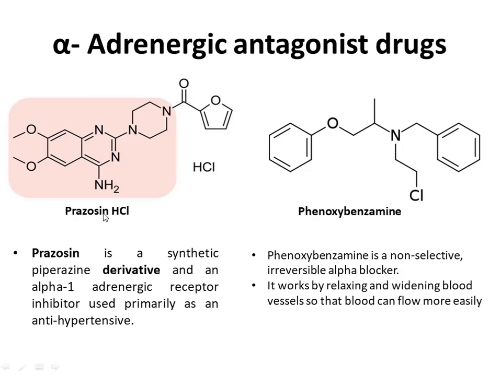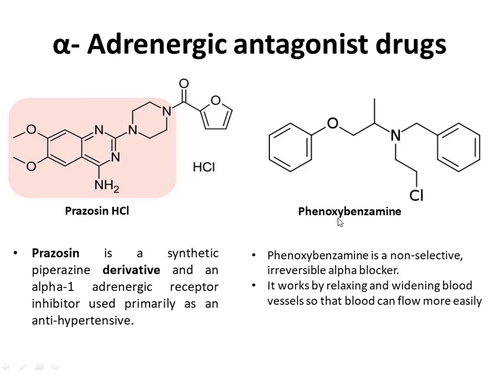First drug is prazosin. Prazosin is a synthetic piperazine derivative and an alpha-1 adrenergic receptor inhibitor used primarily as an antihypertensive drug. Other related drugs are terazosin and doxazosin. They have different functional groups over here and the remaining part is same, that are not given in syllabus.